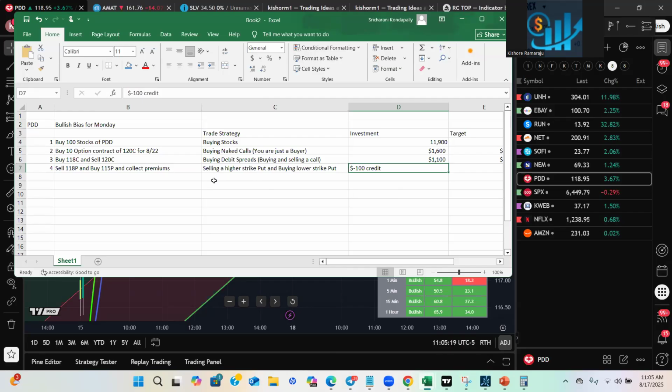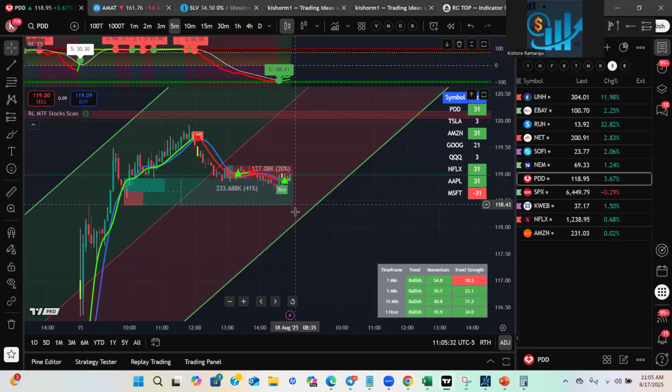Even if it goes a little bit down, 117.5, you will still make profit because you are selling the 118 put and you are collecting $100 credit. That means until 117, you have a cushion. Even if it goes to 117, you are at break even. But if it goes below 117, because you know that it is at the bottom of the channel, generally the bottom of the channel will act as a strong support.